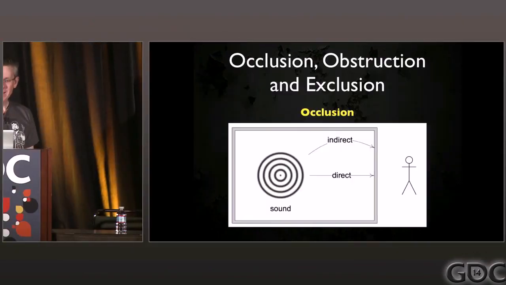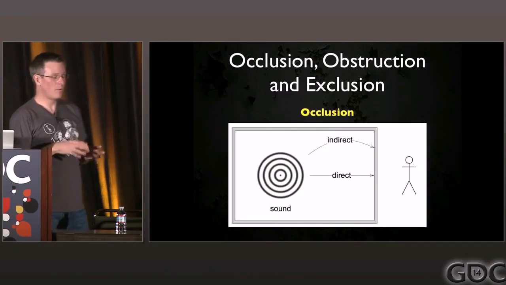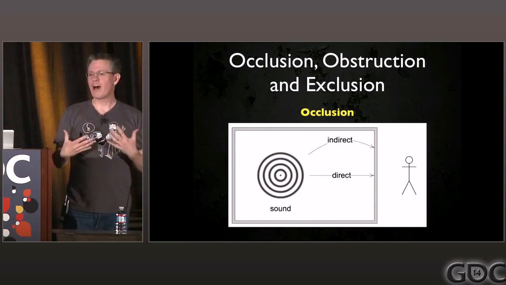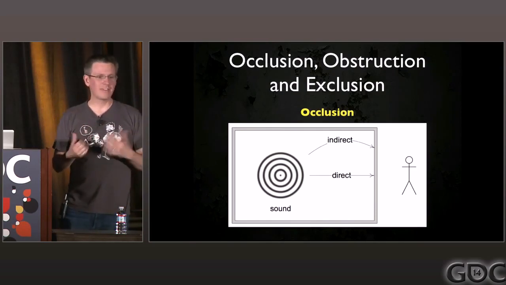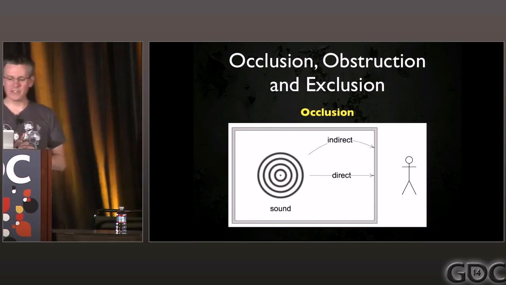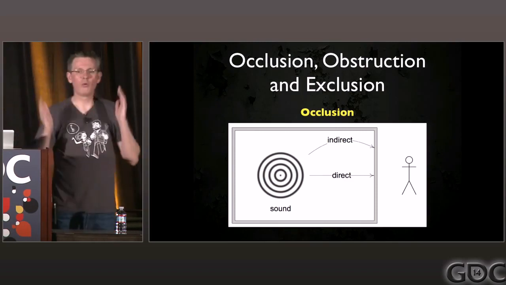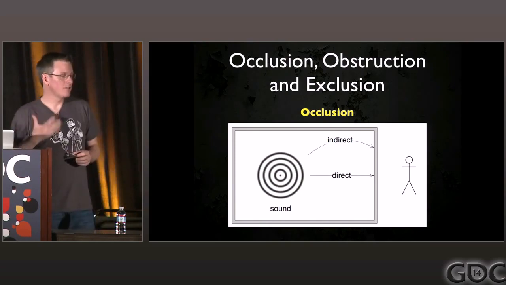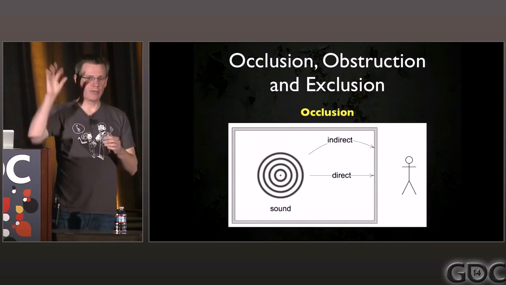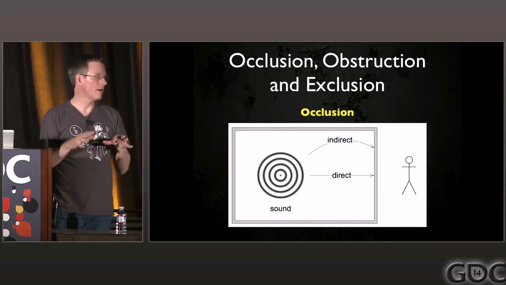Another thing we did is we want to model when objects are blocking sounds. There are actually three sort of categories of blockage. The first one is occlusion, where both the indirect and direct paths are blocked by a wall, let's say. In this case, you're just going to hear either a very muffled sound, both the wet and dry are going to get muffled down, or you're going to hear nothing.